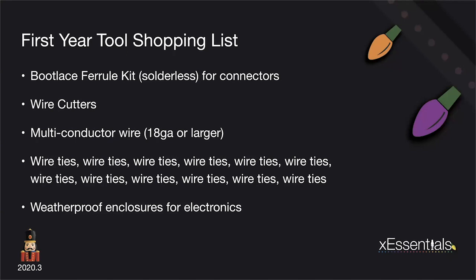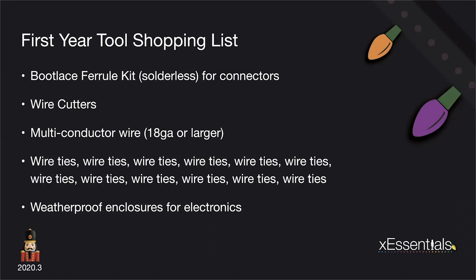Get a good set of wire cutters. You will need those. You will need some multi-conductor wire. I usually don't go any smaller than 18 gauge. It really just kind of depends on the prop or the string. If it's a long string, you may want thicker wire. If it's 100 or so, then 18 gauge is probably fine. But you really just have to figure out what is best for your situation.